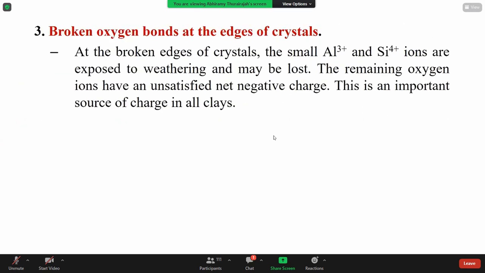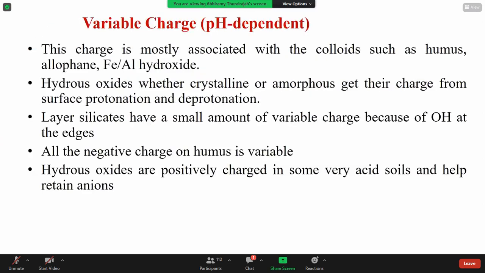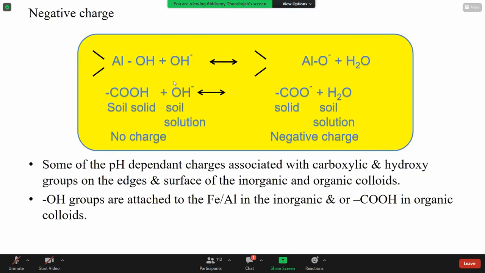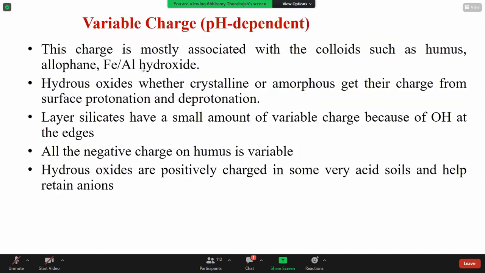And the broken oxygen bonds at the edges of crystals: at the broken edges, the small Al3 plus and silicon ions are exposed to weathering and may be lost. Right? So the remaining oxygen ions have unsatisfied net negative charges. This is an important source of the charge in the clays. Here you can see how this develops negative charge. Right? And we'll see about the pH dependent charge, how the charges are changed with the pH.